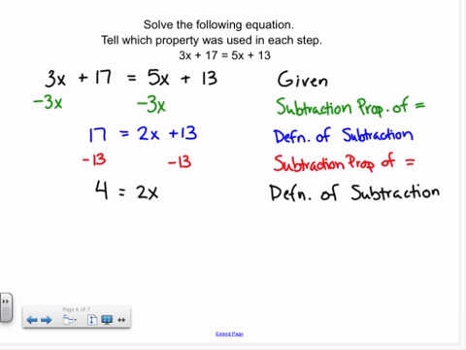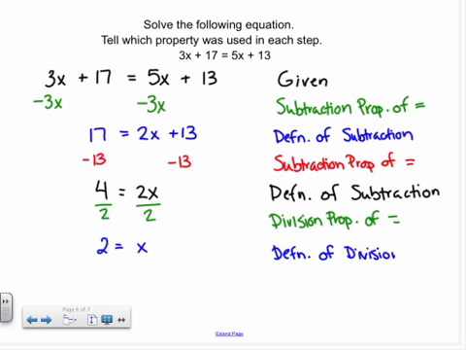We're kind of wearing these out today. Then after using the definition of subtraction, we'll have just 4 equals 2x. Our last step is to divide by 2 on each side. Finally, something different, the division property of equality. Then when we use the definition of division, we get our answer 2 equals x. And again, you can practice the symmetric property of equality if you want to, and your answer would read x equals 2.